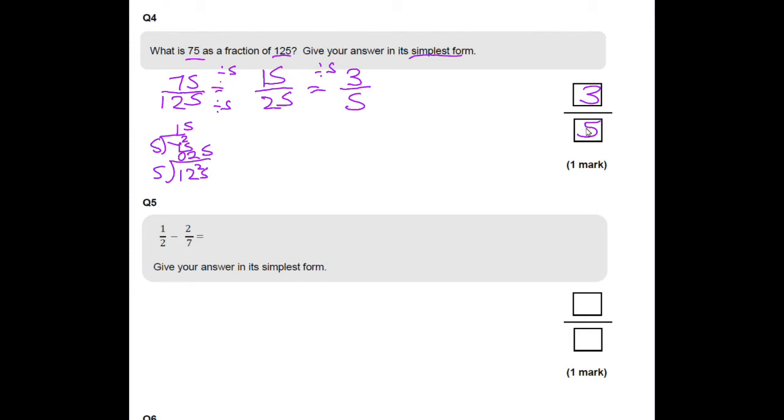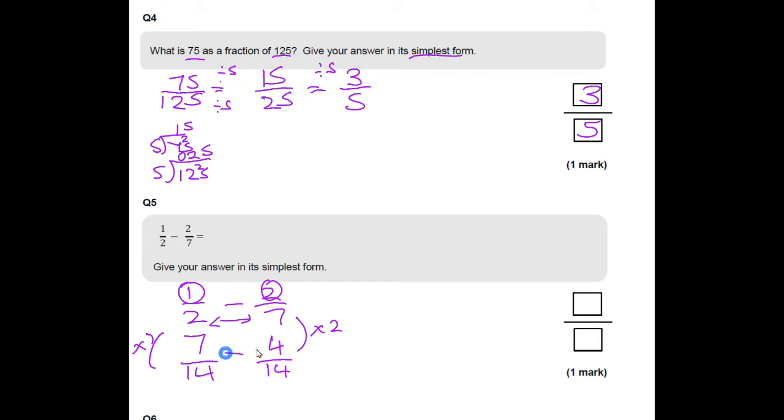Question 5, straightforward subtraction of fractions. A half, and we're going to subtract 2/7. We know we can't do this straight off, so we need to find our common denominator, and we get that by multiplying the two denominators to get 14. On the left, we've multiplied by 7, so multiply the 1 by 7 to give us 7/14. And on the right-hand side, we multiplied by 2, so multiply the numerator by 2 to get 4/14. Now, do the maths. 7 subtract 4 is 3, and the denominator is 14. So our answer in the two boxes is 3/14, and that's for 1 mark.